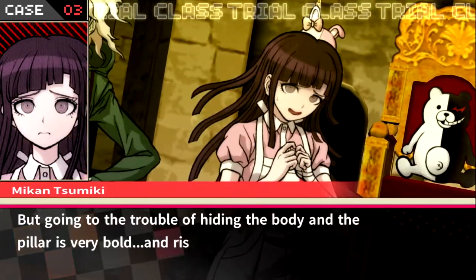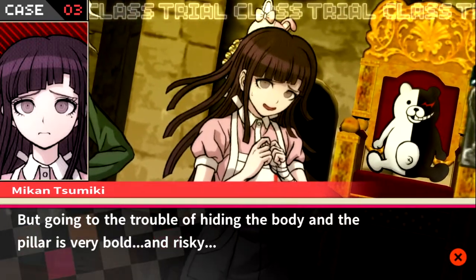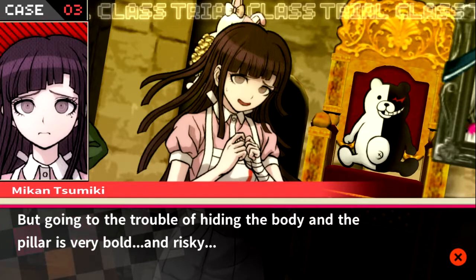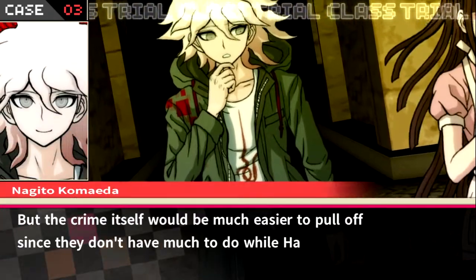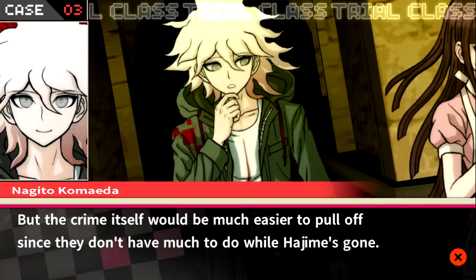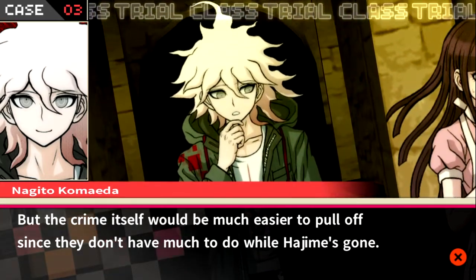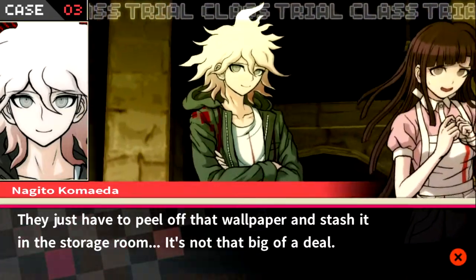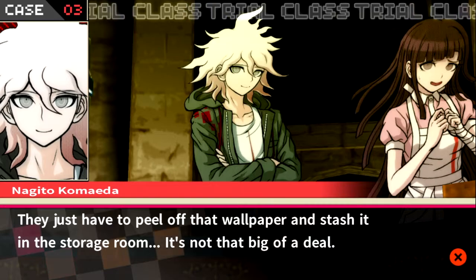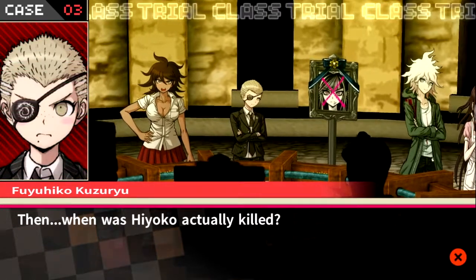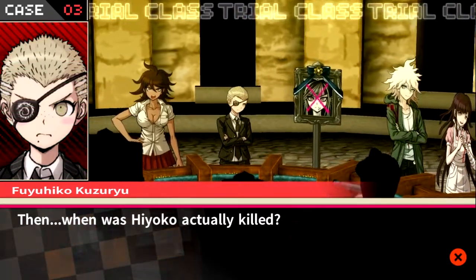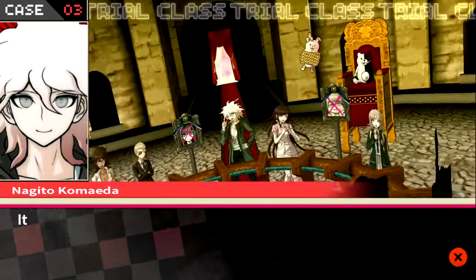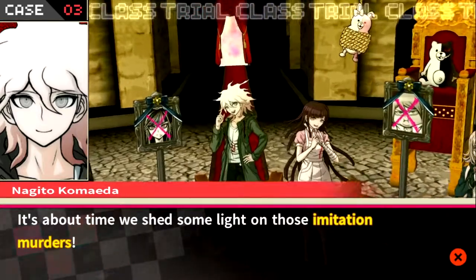But going to the trouble of hiding the body and the pillar is very bold and risky. But the crime itself would be much easier to pull off since they don't have much to do while Hajime's gone. They just have to peel off that wallpaper and stash it in the storage room. It's not that big of a deal. Then, when was Hiyoko actually killed? Good point. And on that note, it's about time we shed some light on those imitation murders.